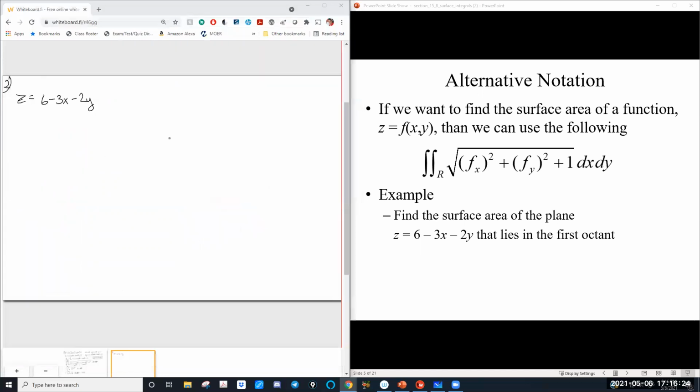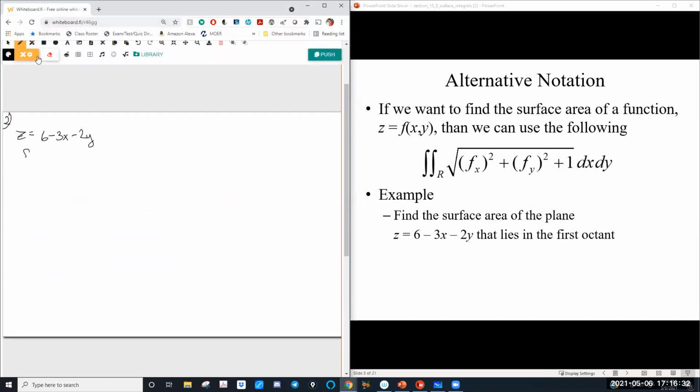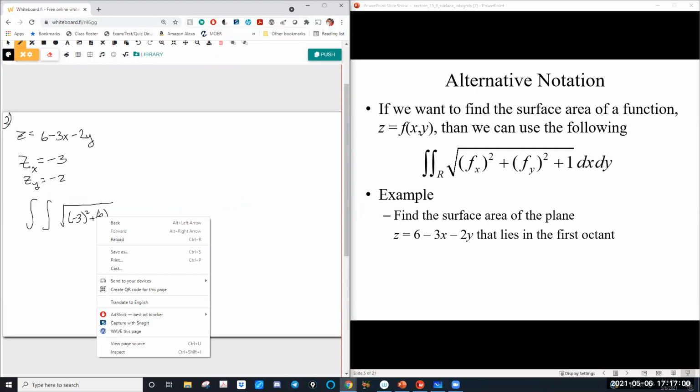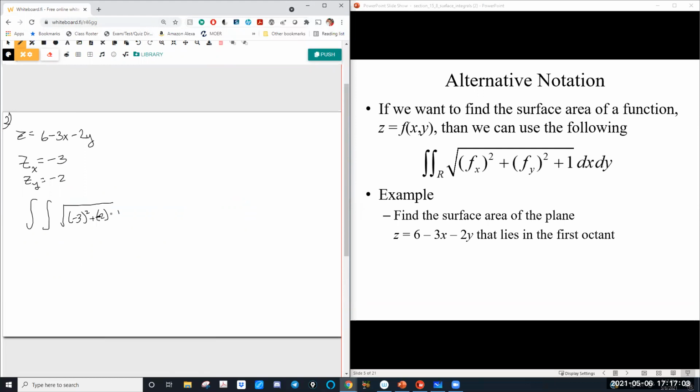First off, let's talk about our integral. Since I have it written as z, let's keep our notation consistent. We need our partials. z sub x equals -3, z sub y equals -2. So as we start to write up our definite integral, it's going to be the square root of -3 squared plus -2 squared plus 1.